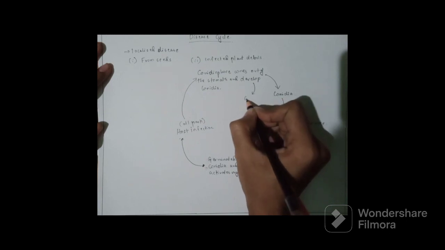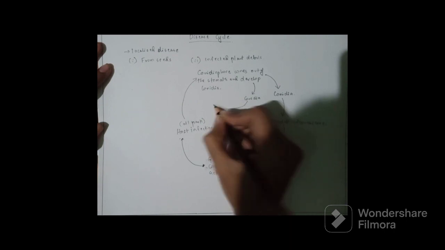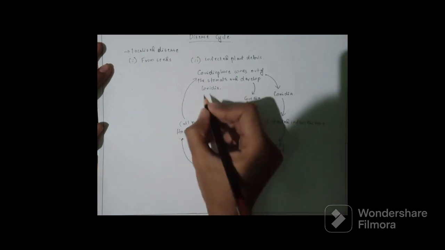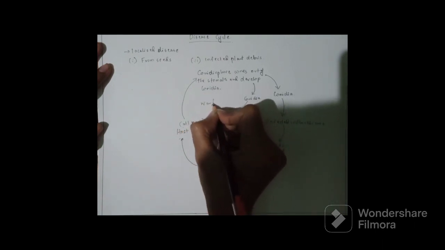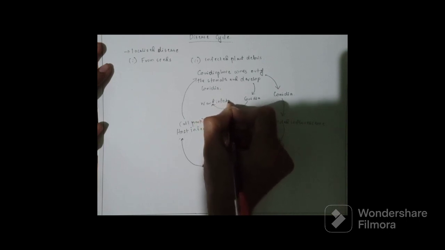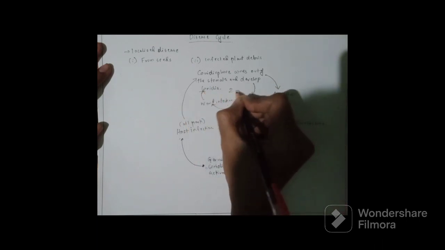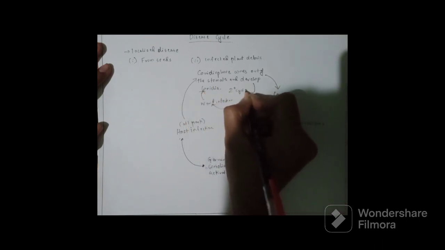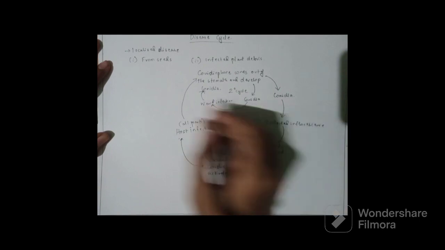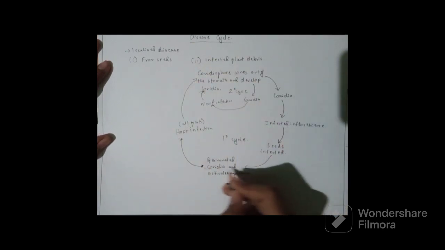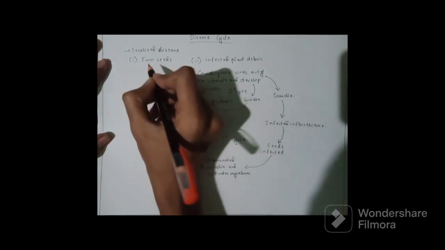Conidiophores release conidia, from conidia as it infects the host, infection spreads, new infection, and again conidiophores. So this is the secondary cycle, and this is the primary cycle. So this altogether is the disease cycle of brown spot disease of rice. These occur by the seeds.